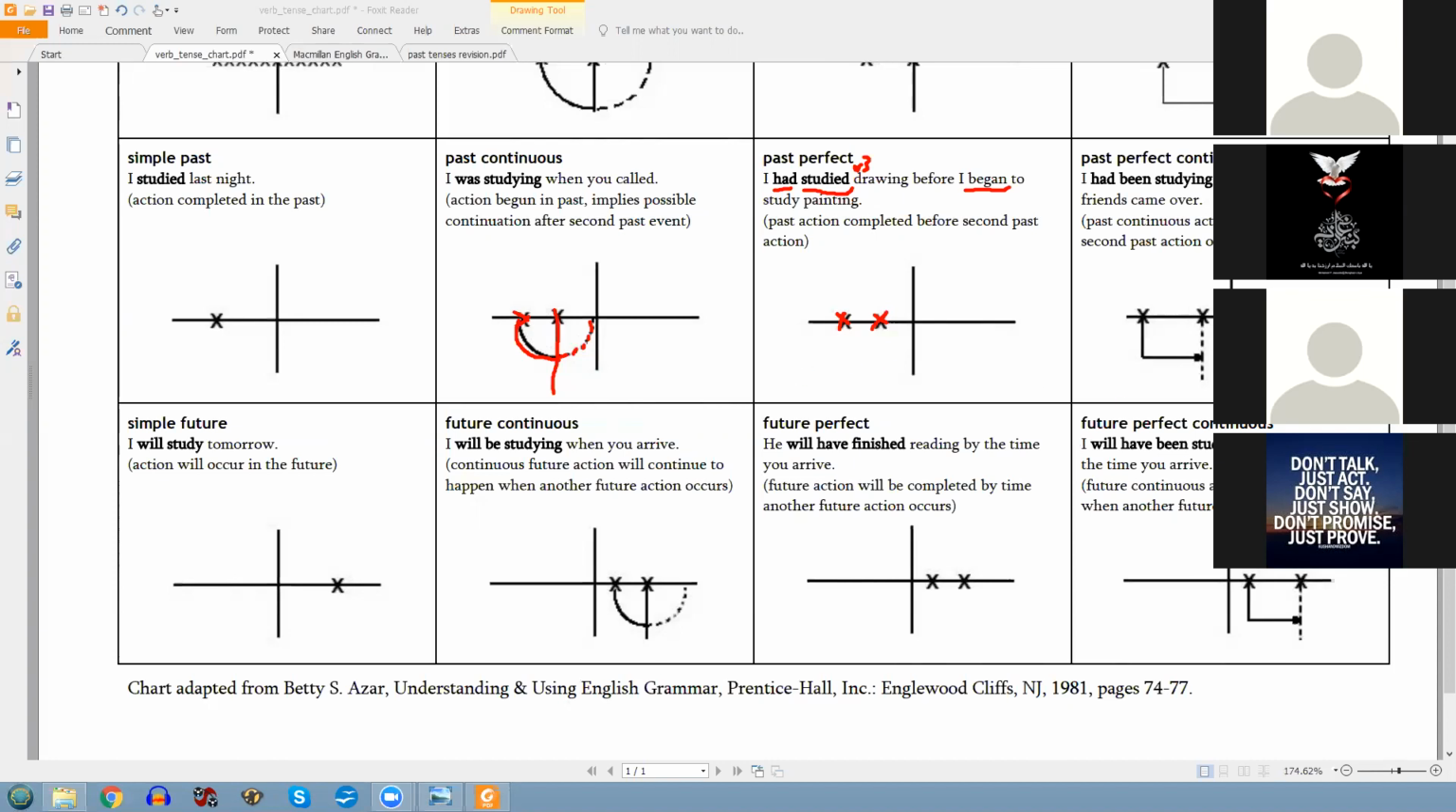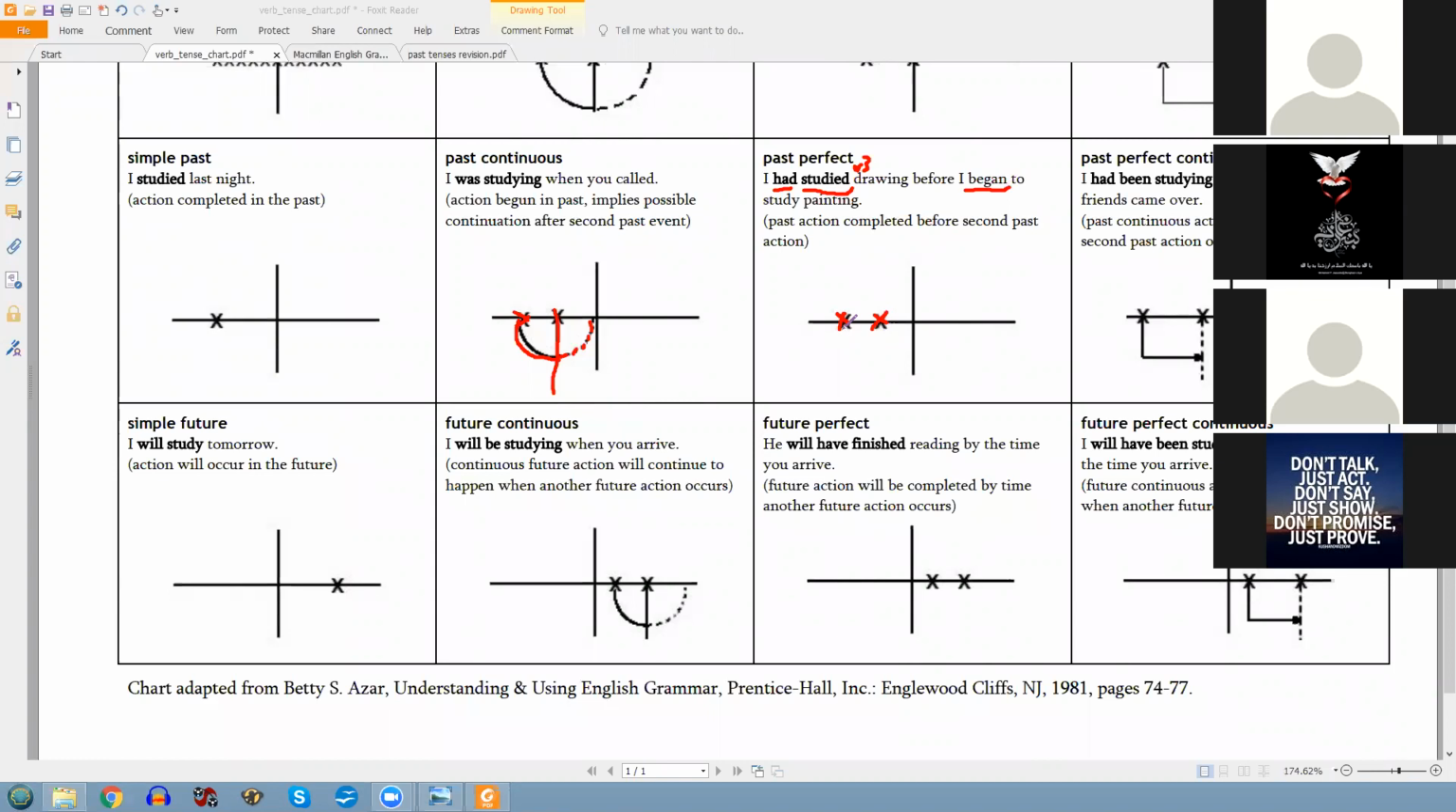So we've got two past events. They studied, they began, but what's the order? What's the sequence? That's why we use it. If you look at these charts, we've got two, but which finished first? The past action was completed before the second. I had studied before I began. So that finished first and that finished second. Usually the past perfect is the one that's farther back in time, before the past simple.